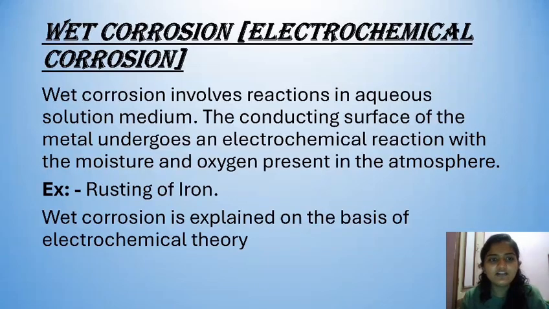In this slide, we will know about wet corrosion. It is also called electrochemical corrosion. Wet corrosion involves reactions in an aqueous solution medium. The conducting surface of the metal undergoes an electrochemical reaction with the moisture and oxygen present in the atmosphere. Example, rusting of iron. Wet corrosion is also explained on the basis of electrochemical theory. Moving on to the next slide.